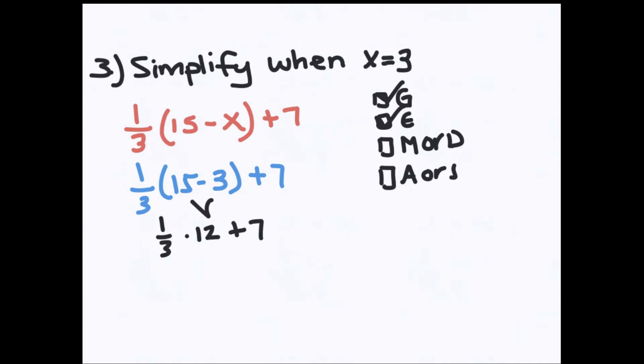I don't have exponents. I have multiplication, so that's where I'm going to start. 1/3 of 12 is 4. Drop down what I haven't worked with yet. 4 plus 7, done with that, is 11. So we simplified the expression when the value of the unknown was 3.